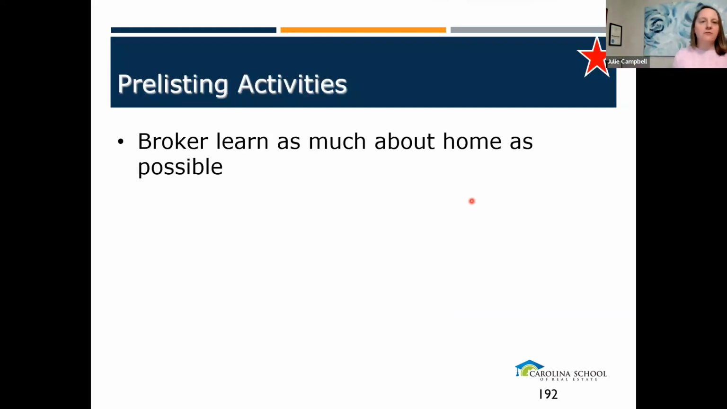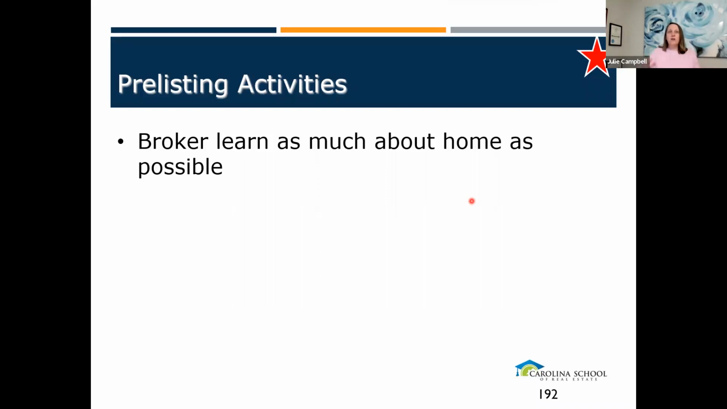And when you're getting ready for this listing appointment, we need to start learning about the property. We do not want to show up at this seller's front door with the listing appointment and know nothing about the home or the property. So before we go out, we need to pull the tax records, we need to look at the deed, we need to look at NCDOT, we need to look at the zoning, school boards. Is it in an HOA? Let's check out some covenants. We need to try to learn as much about this home as possible.